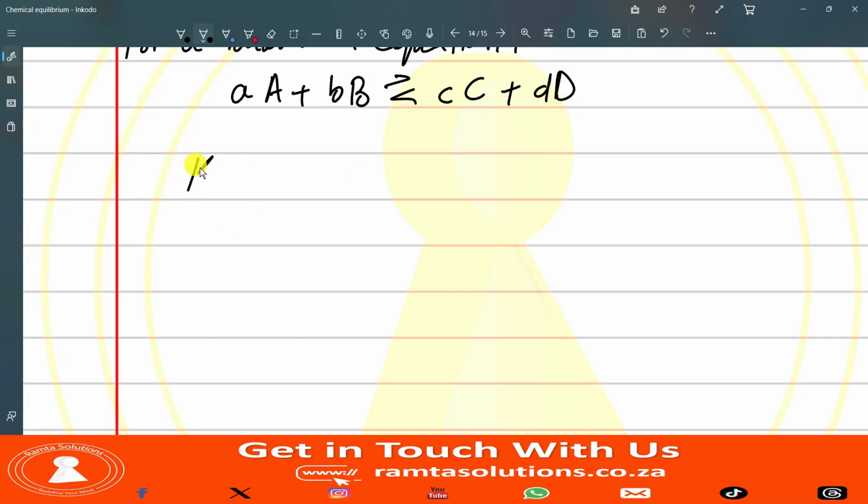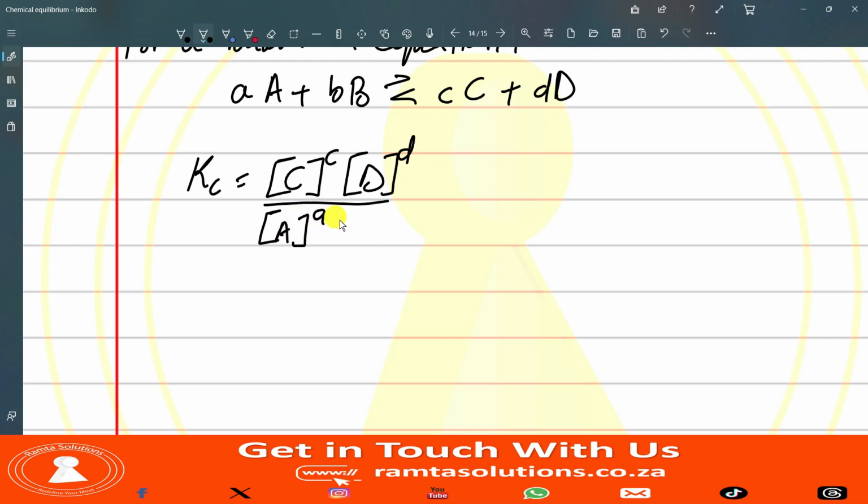How do we get Kc for this reaction? We're going to say concentration of substance C to the power of its coefficient multiplied by the concentration of substance D to the power of its coefficient on a balanced equation, all over concentration of substance A to the power of its coefficient on a balanced equation multiplied by concentration of substance B to the power of its coefficient in a balanced equation.